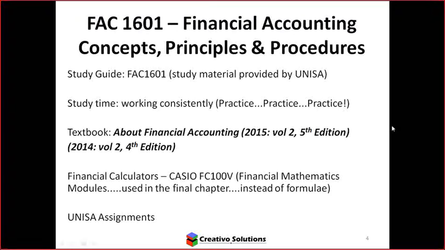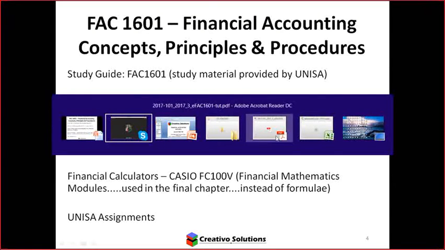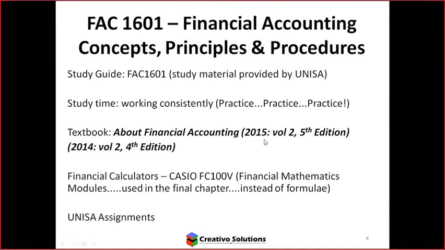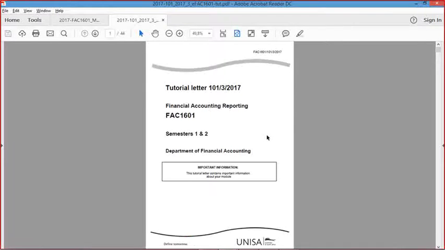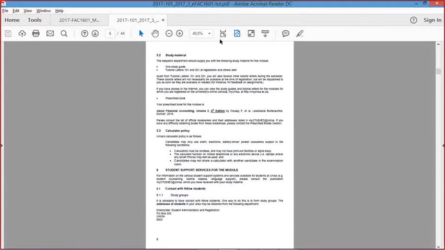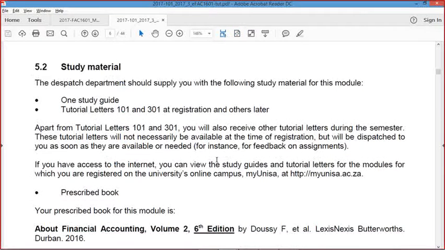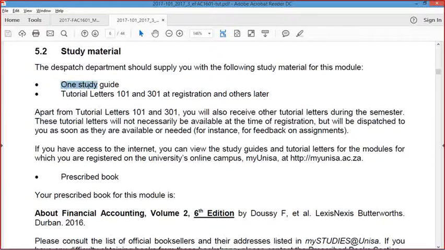Perfect. Alright, then in terms of course material, you've got the study material provided by UNISA. So they sent you this. Let's just open up. Okay, there we go, that's one. The tutorial letter. And in the tutorial letter they explain a bit about the background of the course. I just want to show you this page over here.